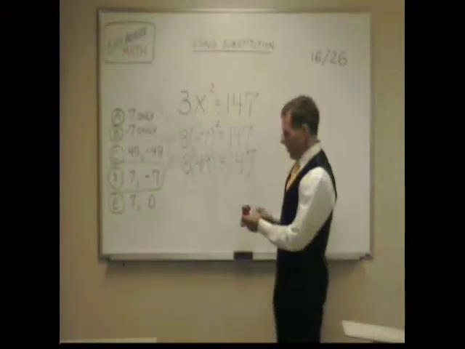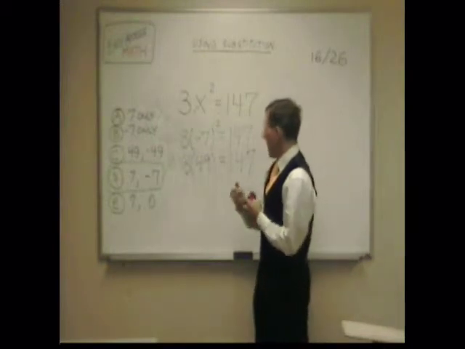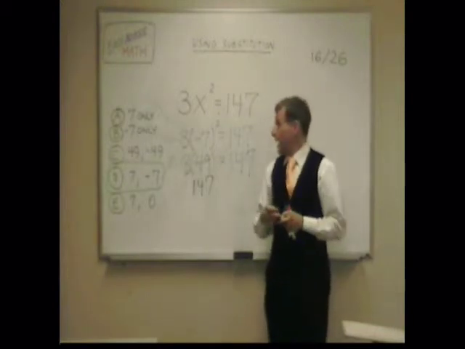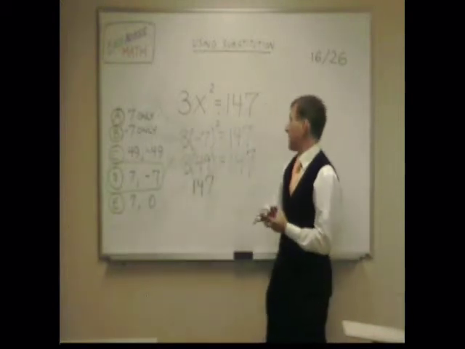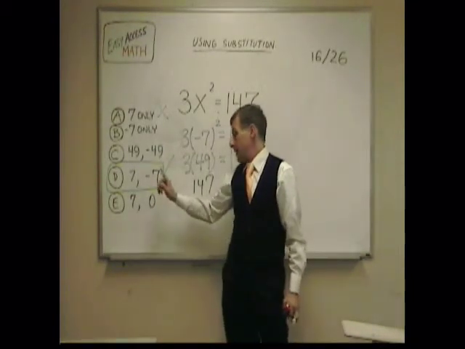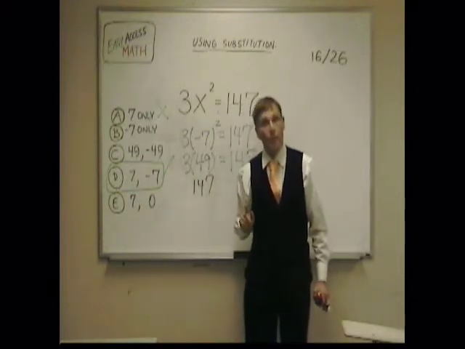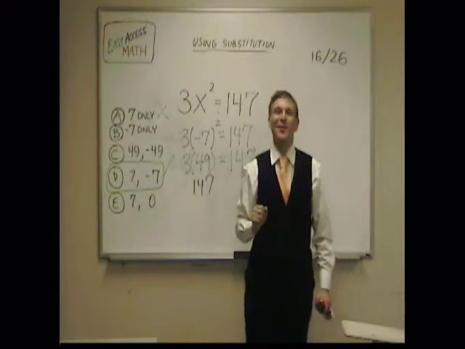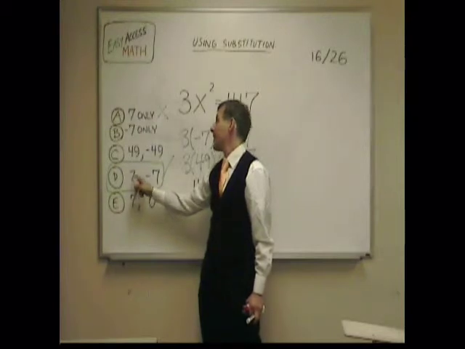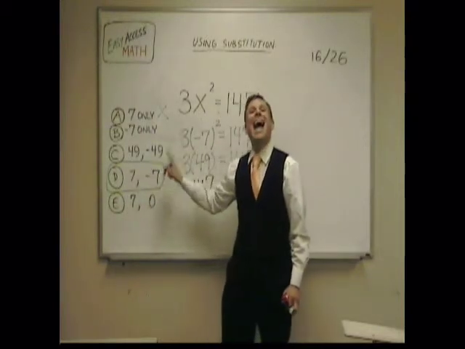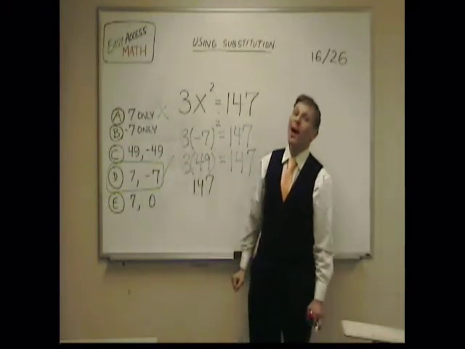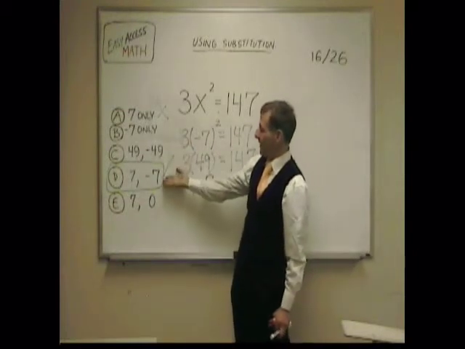Now, in that case, yes, 3 times 49 is 147. That worked. 147 does equal 147. And in this case, 0 wouldn't work. 0 squared is 0. 3 times 0 is 0. It would not be 147. So 7 and 0 doesn't work. If you do pick one with 2 solutions, both solutions must fit. And in this problem, 7 works, and negative 7 also works, because when you square negative 7, it turns positive. There are 2 solutions. The answer is D.